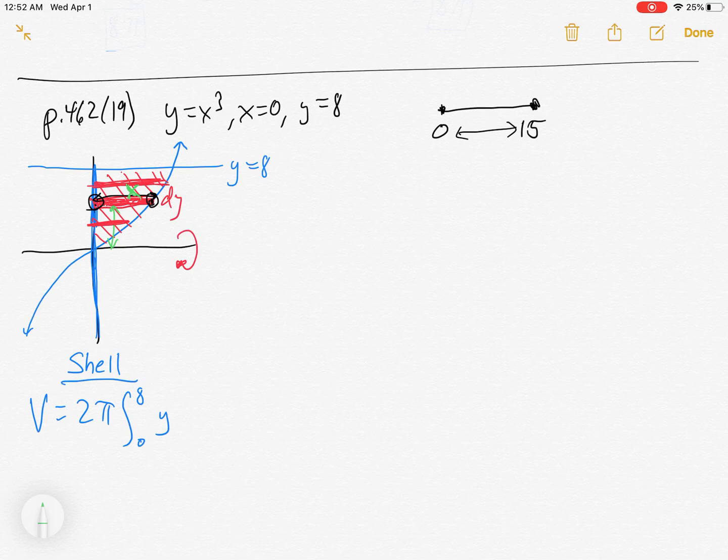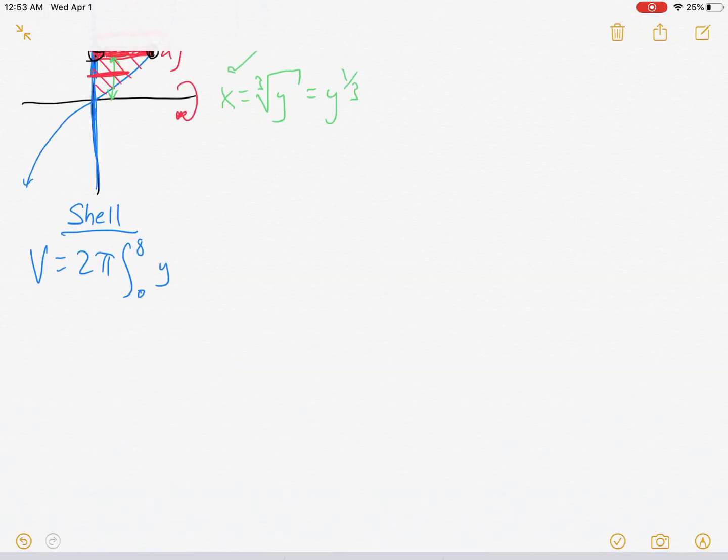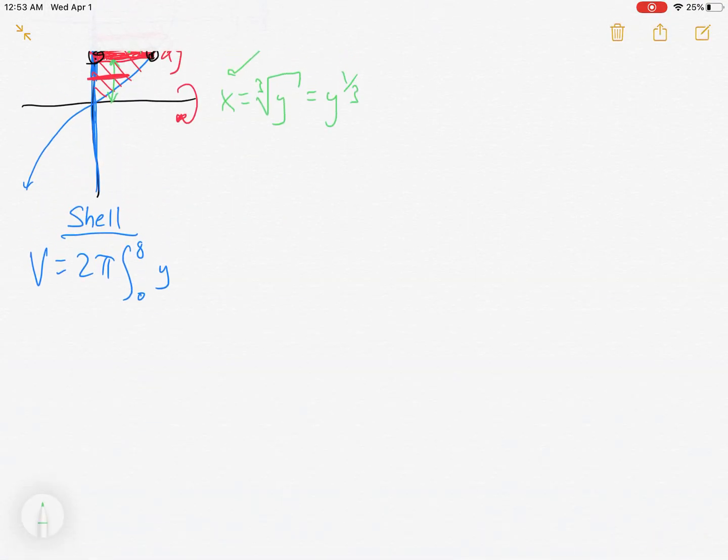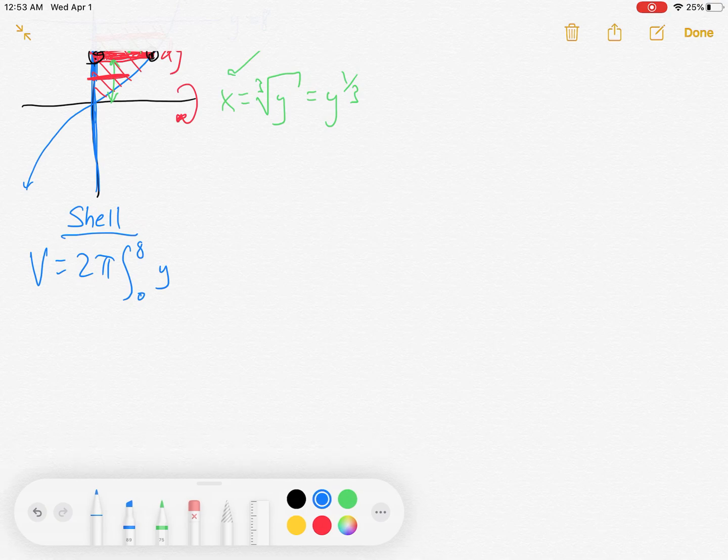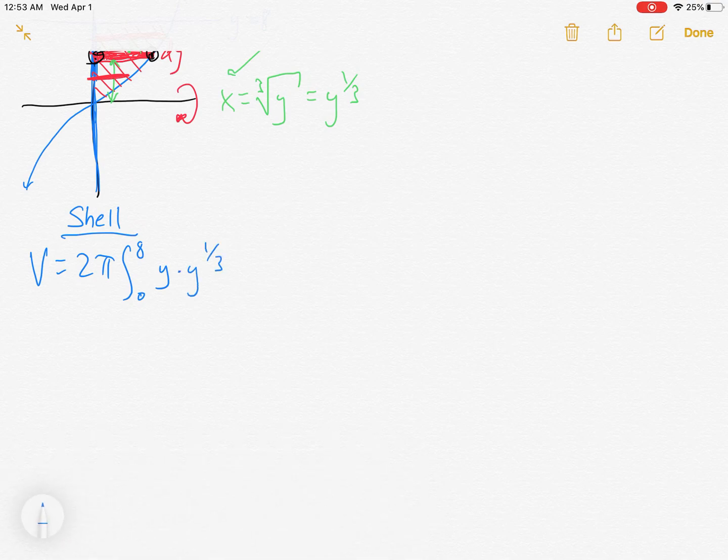It's just the x coordinate. What is the x coordinate? Well, we do have to rearrange this, but that's just x equals the cube root of y. Or maybe it'd be easier to see it as y to the 1/3 power. We kind of prefer that when integrating. So this is times y to the 1/3. No squaring in the shell world.